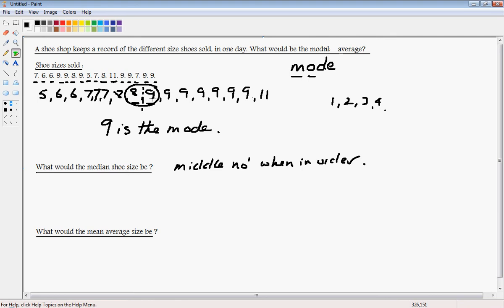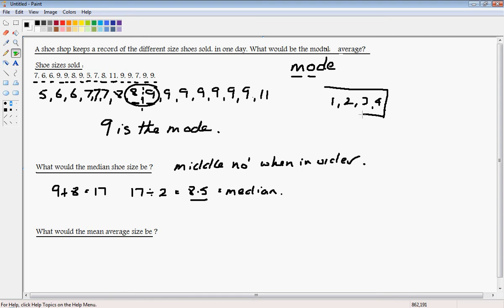So I add these 2 numbers together and divide by 2. So 9 plus 8 is 17. I then divide 17 by 2, which gives me 8.5. Okay, now that would be the median.